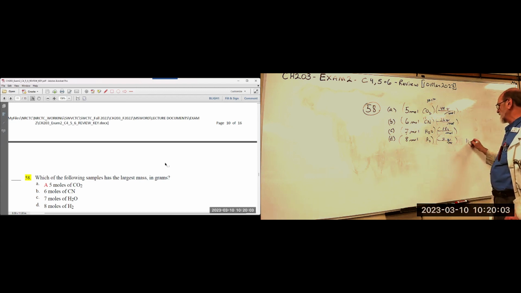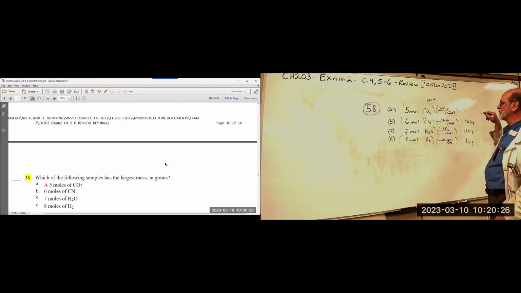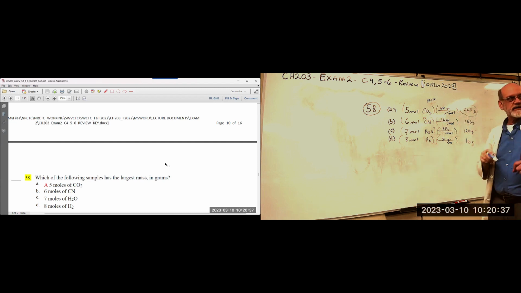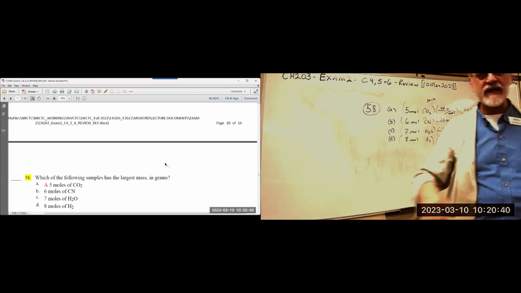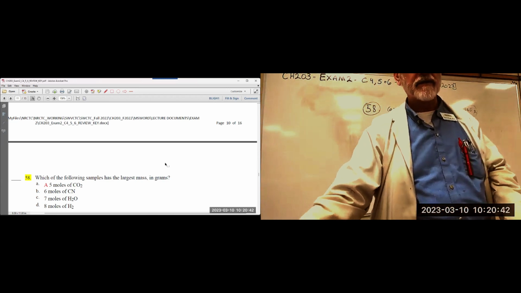So 2 times 8 is 16 grams. 18 times 7 is what? 126 grams. Did I do that right? I think I did. 26 times 6 is 156 grams. And 5 times 44. Let's see, 22 and 20 is 220. There you go. Carbon dioxide has the greatest mass of those selected.